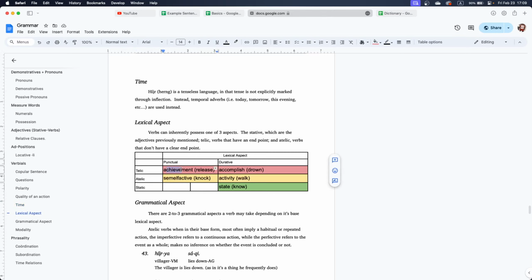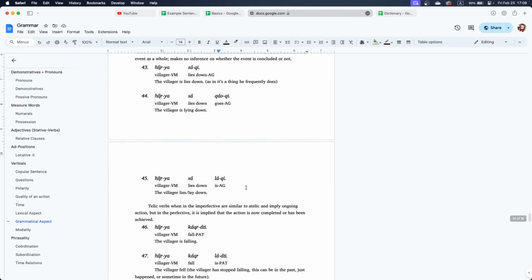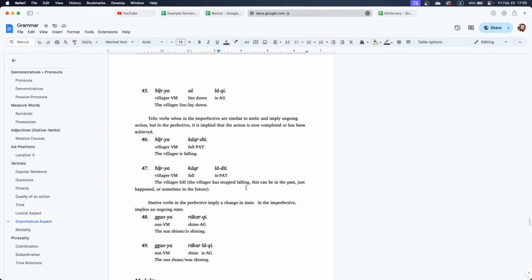But this table here shows that in here. So telic, there's a release, there's a point where the action, there's an end point to the action in both release and drown. Atelic, there's no set endpoint in the state. There's none of that. It's just a state of being. So I think we're going to keep those separate there.